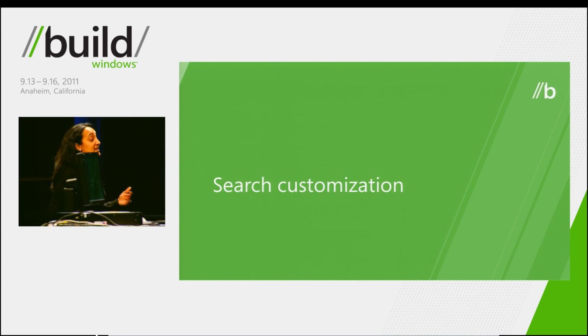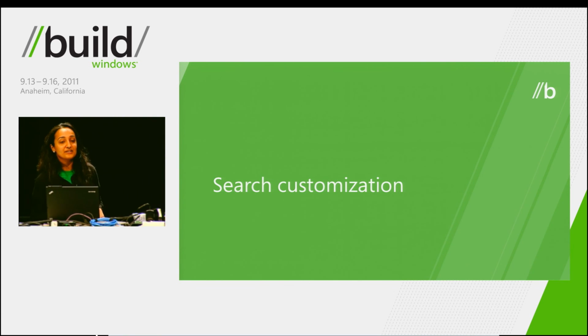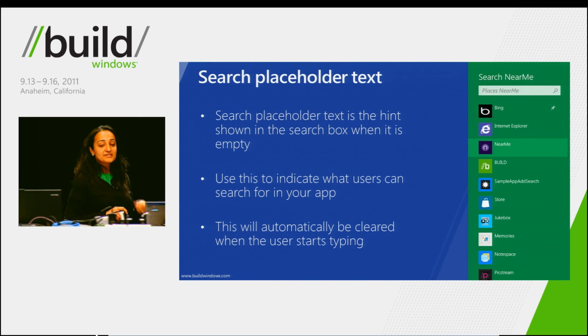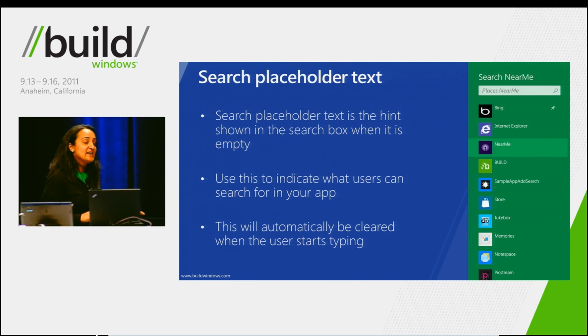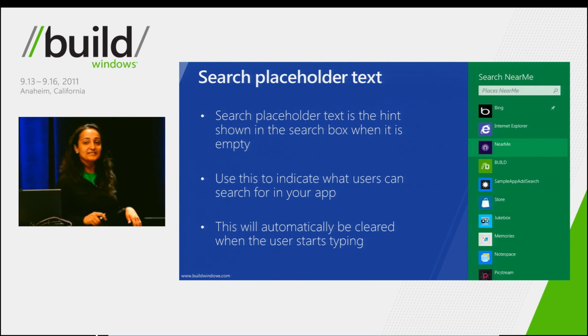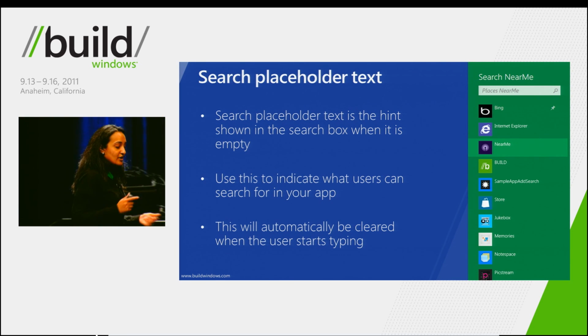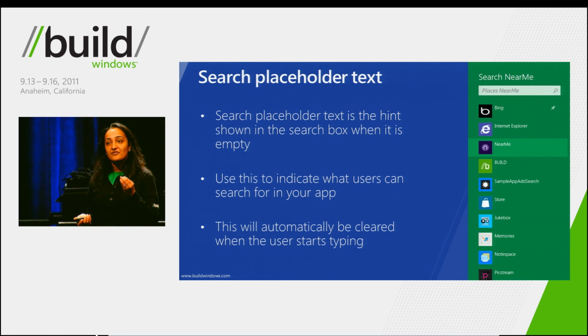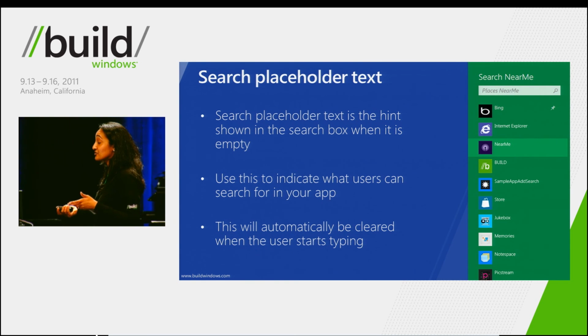Now let's look at some of the customizations you can take advantage of when building in your apps. The first thing is placeholder text. I talked about this earlier, and I said it's a setting. You want to use the placeholder text as a form of hint. It's the hint text that's shown in the search box for the type of content users can search for.